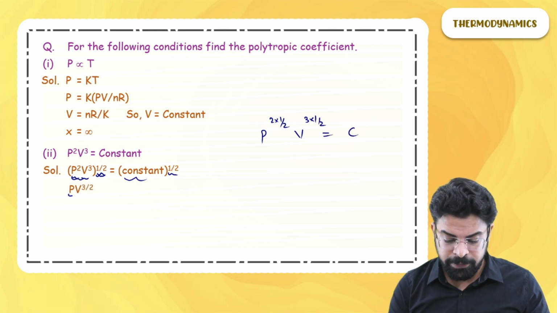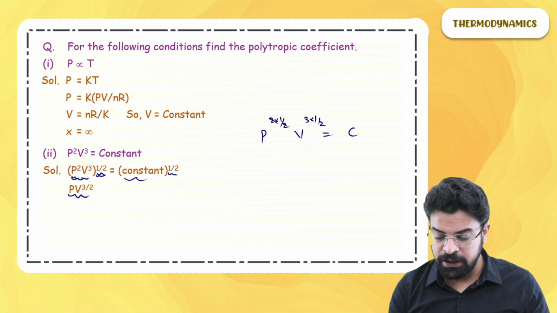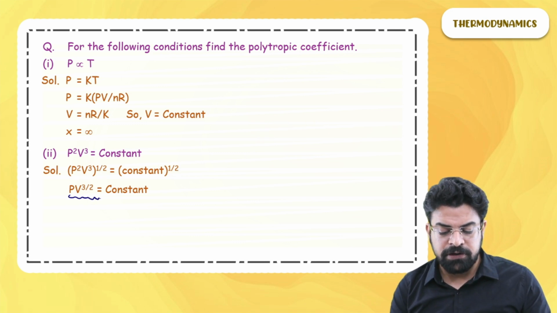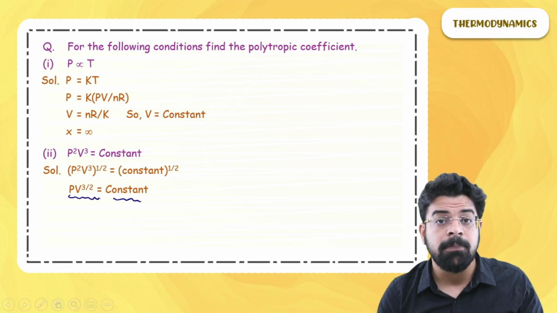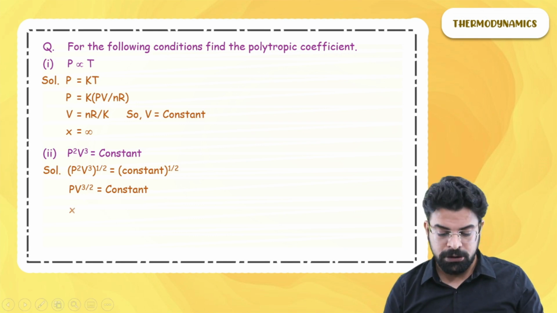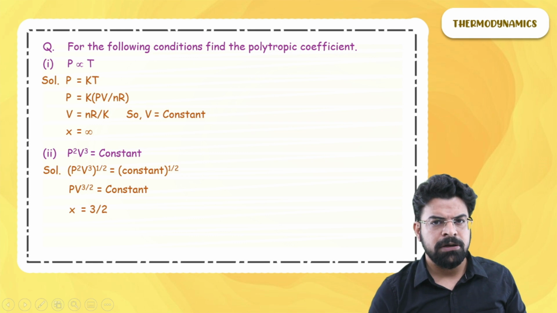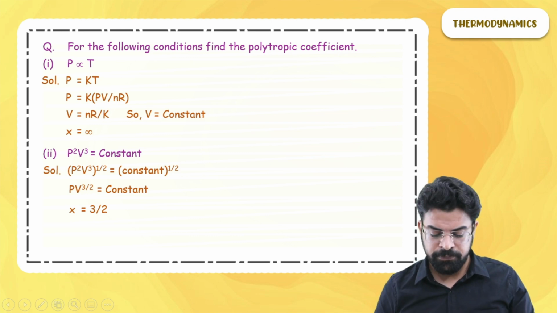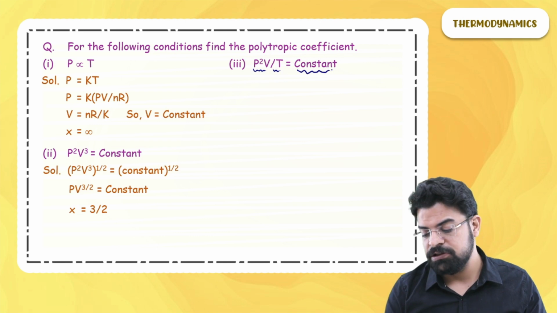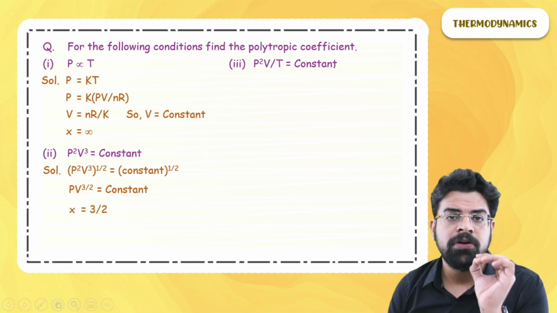So you will get PV raised to the power 3 by 2, the 2 gets cancelled. So PV raised to the power 3 by 2 equals constant. If you have got PV raised to the power 3 by 2 equals constant, it means that the polytropic coefficient is 3 by 2. Let's practice more to understand better. The next example, if they give you P square V by T equals constant, now tell me what is the polytropic coefficient.